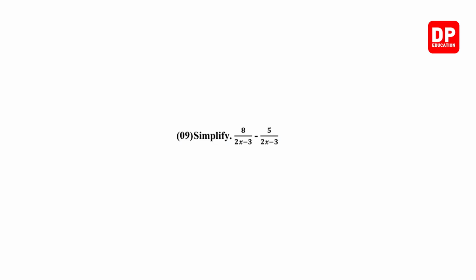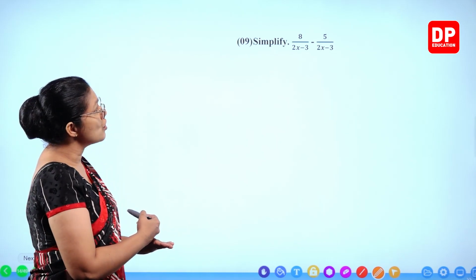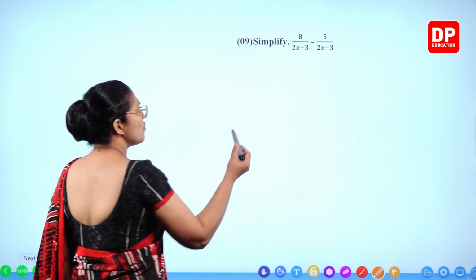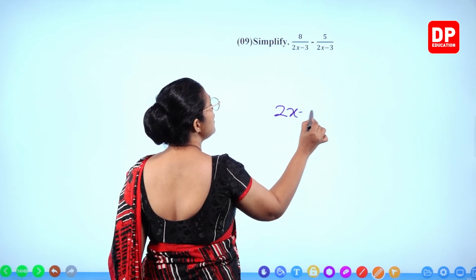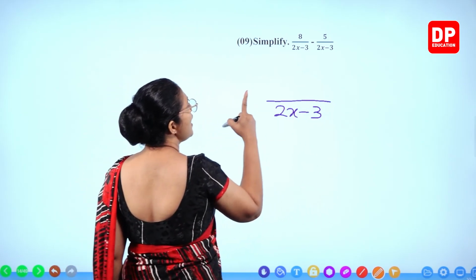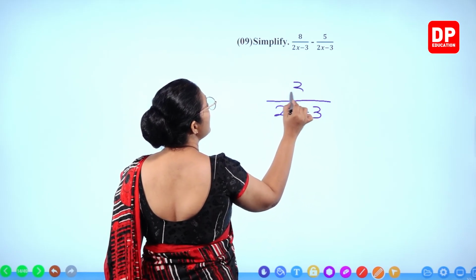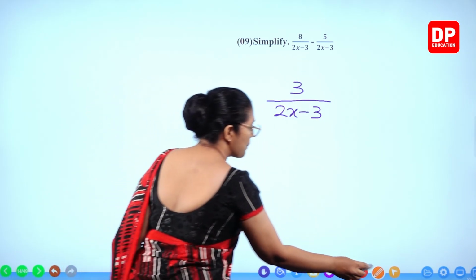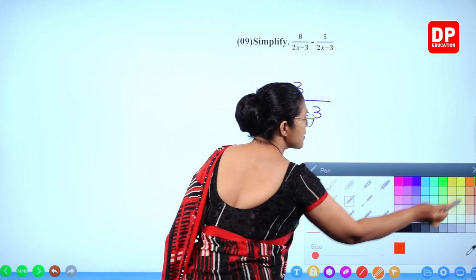Question number 9. Simplify. Algebraic fractions subtraction. Same denominator. So what do you do? When you get same denominator, you just subtract the numerators. 8 minus 5, you get 3. 2 marks.